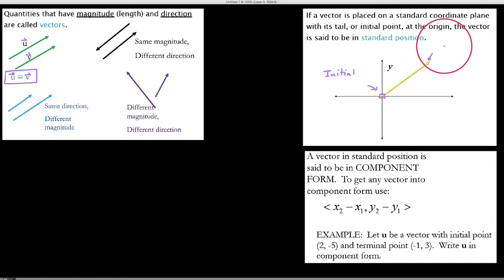We're actually going to give this a name here. This would be its terminal point. And this is where it stops. Okay, so we have the initial and terminal point. And the reason why we like things in standard position so much is because, let's imagine that I drew some other vector here, and I'm trying to draw this with the same magnitude and same direction. If I had to describe to you what this vector is, I would have to tell you 2 points. One where it started, we'd say x1, comma y1, and another point where it stopped, x2, y2.